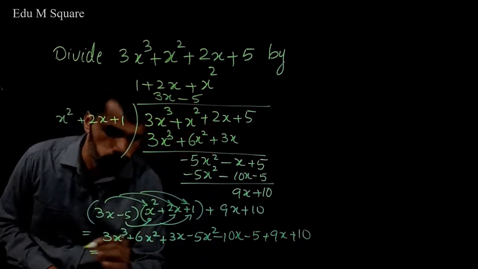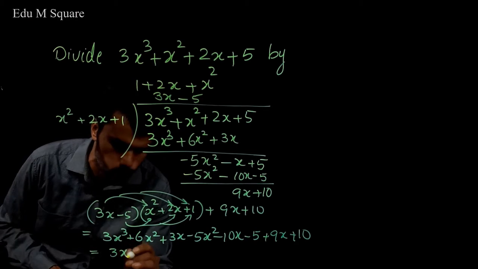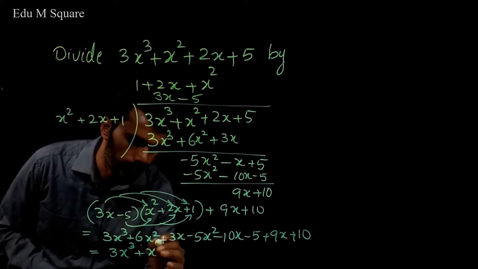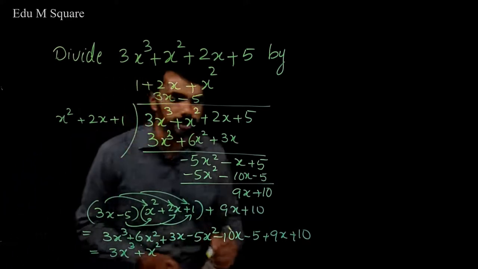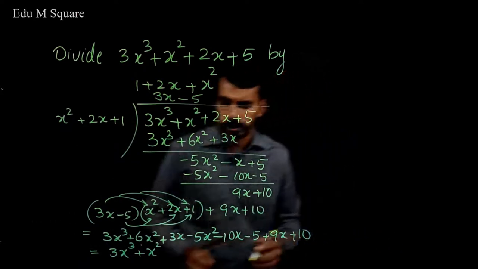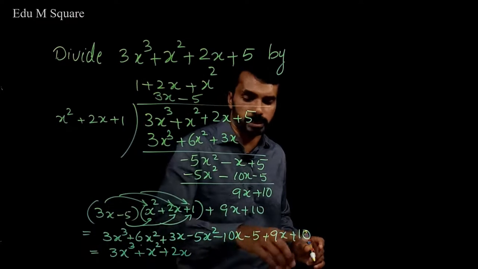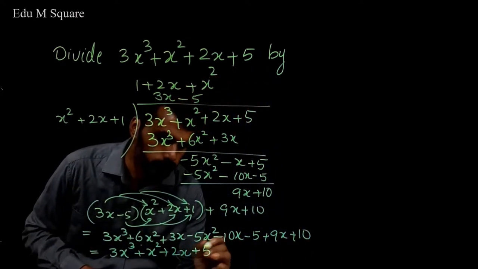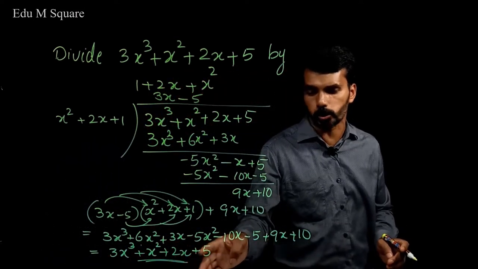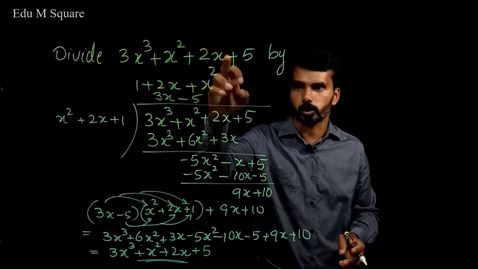So it is equal to 3x cube, there is no other x cube term, so it is 3x cube, then 6x square and minus 5x square, so it is plus x square, then 3x minus 10x plus 9x, so it is plus 2x. Now minus 5 plus 10 is equal to plus 5. See, let us check this. 3x cube plus x square plus 2x plus 5. What is it? It is the dividend. 3x cube plus x square plus 2x plus 5.